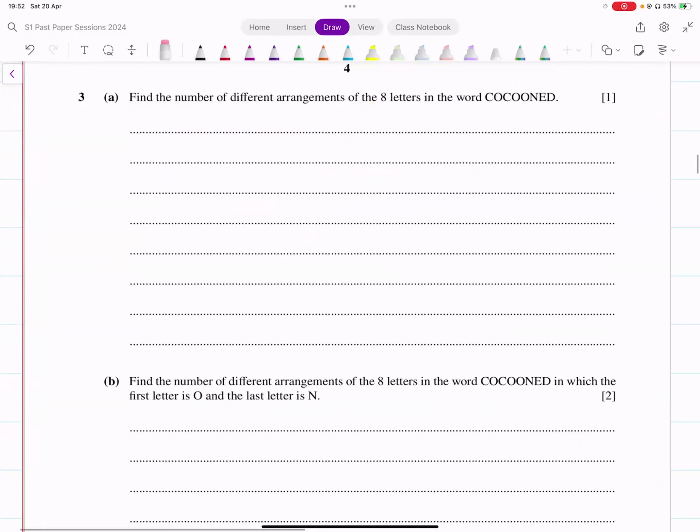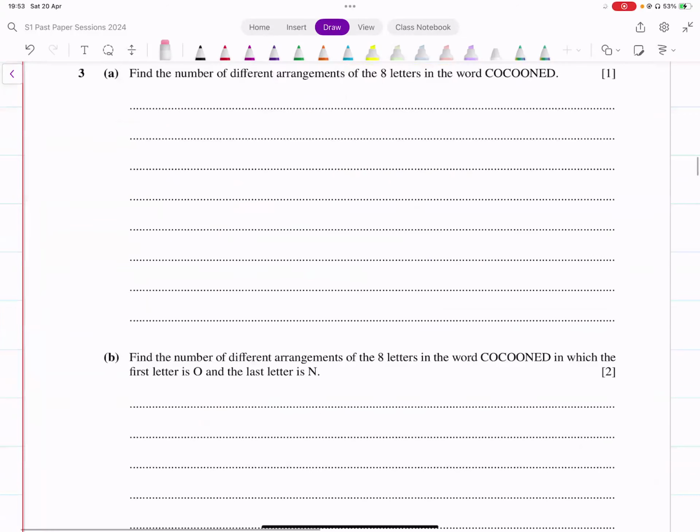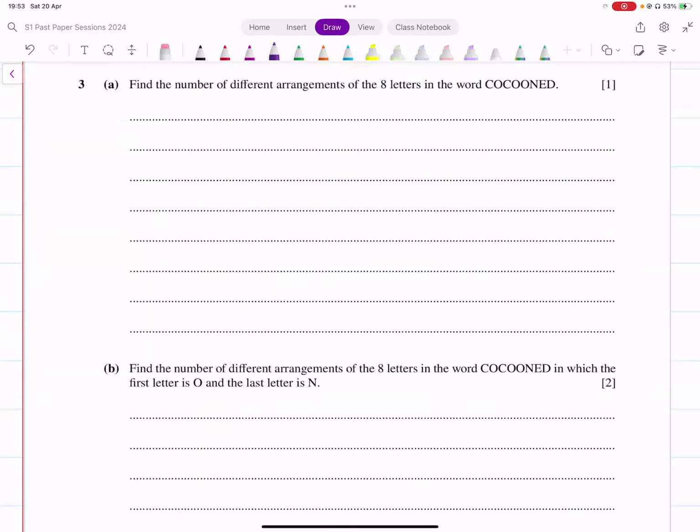So again, we've got a permutation question. Now it says find the number of different arrangements of the 8 letters in this word. Now, how many letters are repeated? C, C. So we have 2 C's, and then we have O, O, O. We have 3 O's, and N, E, D. All the other letters are different. We have 8 letters in total, so that's 8 factorial. Divide that by 2 factorial because of the 2 C's, and then 3 factorial because of the 3 O's, and that's going to give you the result.